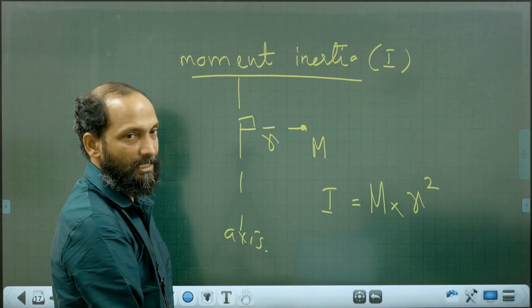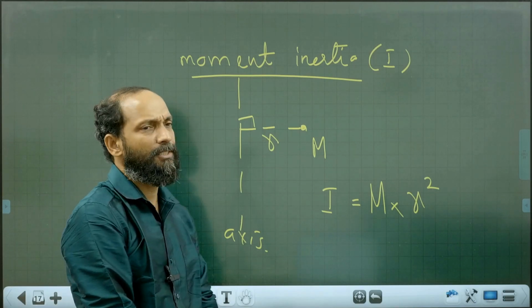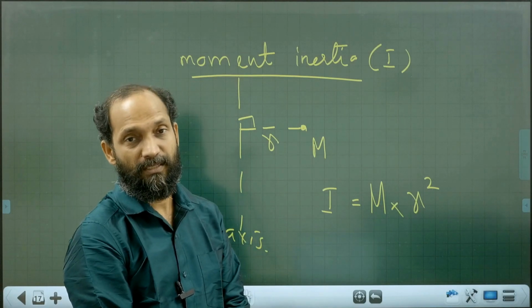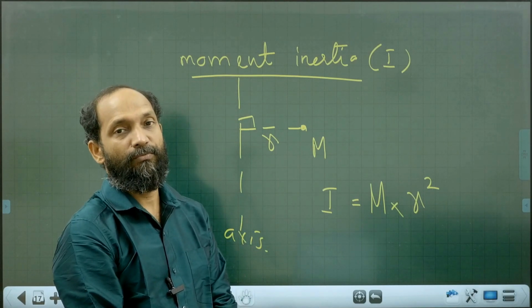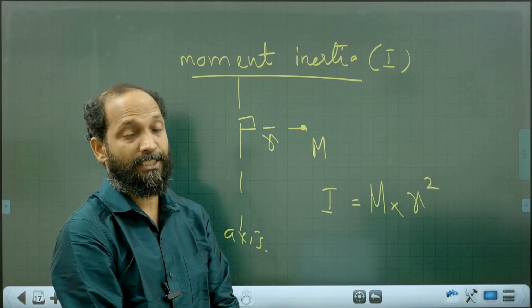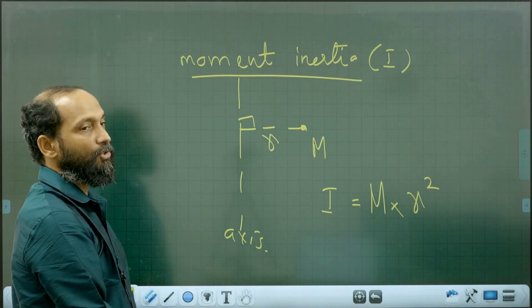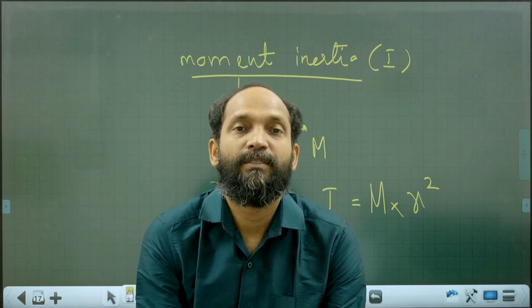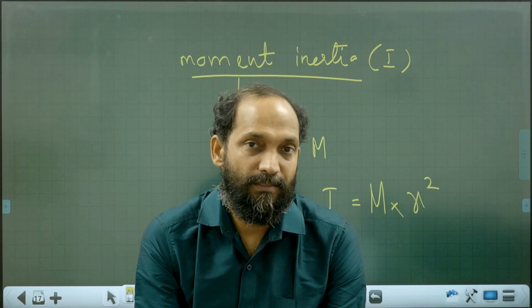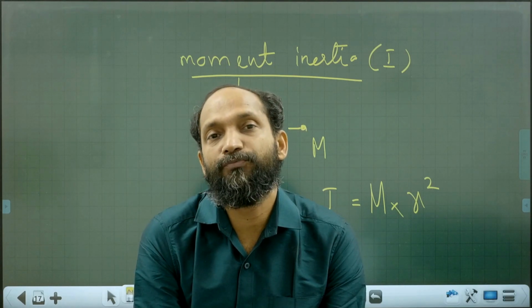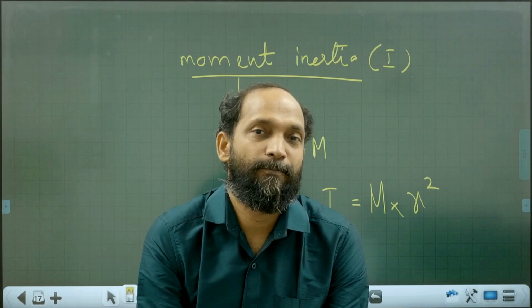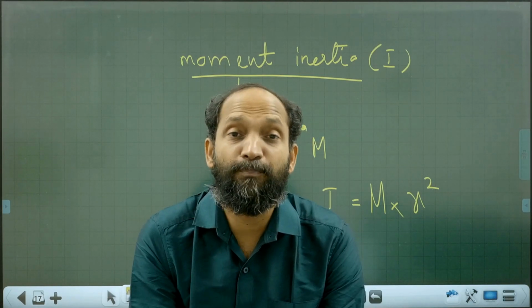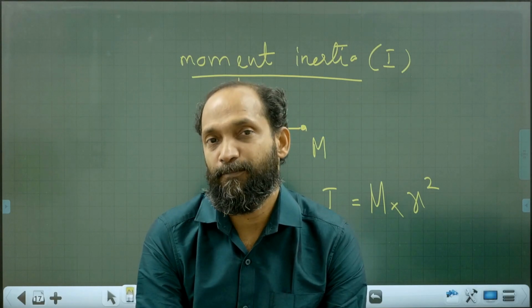If it is a particle, it's easy to define the moment of inertia, but the moment of inertia of a rigid body is very difficult, for which we need to know the radius of gyration of the rigid body. The radius of gyration of the rigid body is the distance from the center of mass at which a particle of the same mass, when placed there, gives the same moment of inertia.